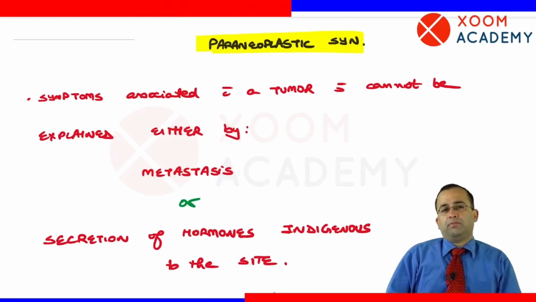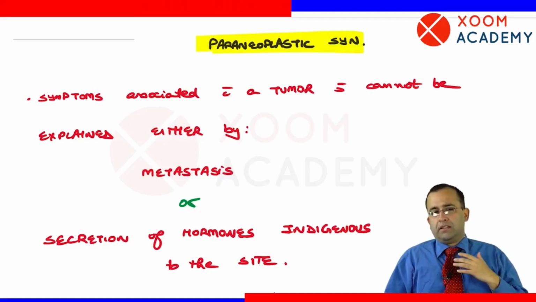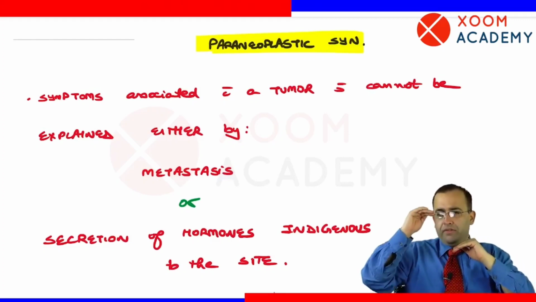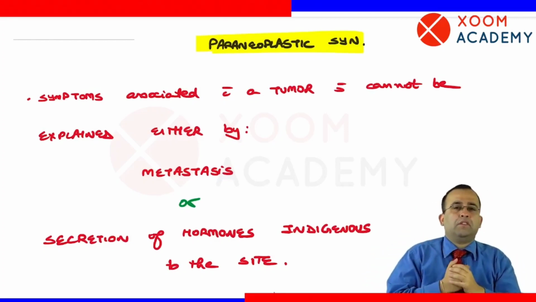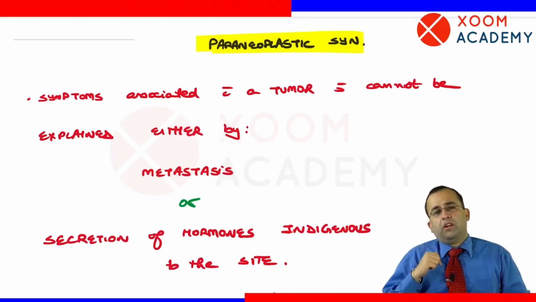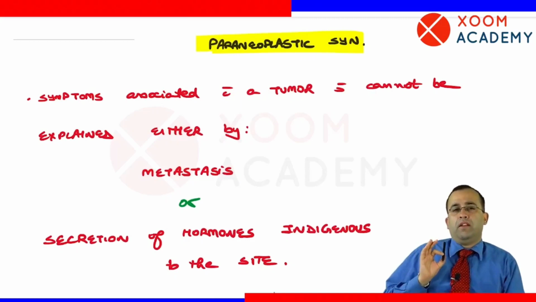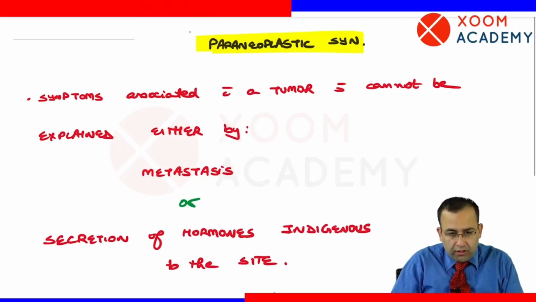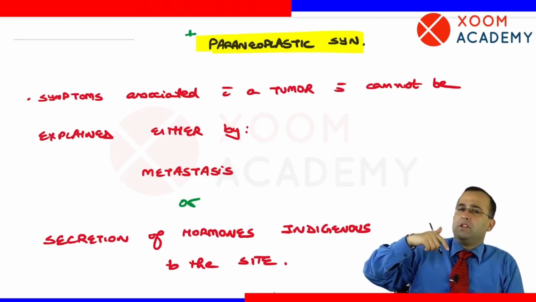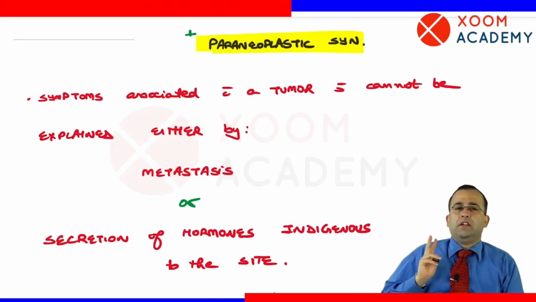This is paraneoplastic syndrome. Example, lung cancer. Suppose a patient has lung cancer which starts secreting parathyroid hormone leading to hypercalcemia. This hypercalcemia associated with lung cancer is paraneoplastic, क्योंकि parathyroid hormone, the normal site of secretion is not lung, so it is not indigenous to the site. So this is what we mean by paraneoplastic syndromes: symptoms associated with a tumor which cannot be explained by metastasis or secretion of hormones indigenous to the site.